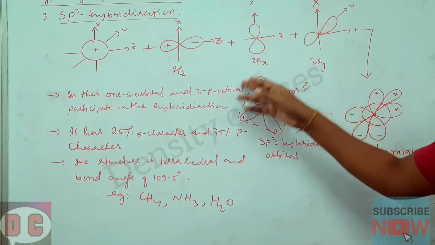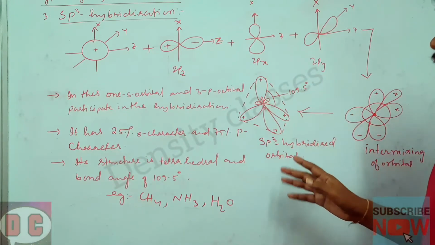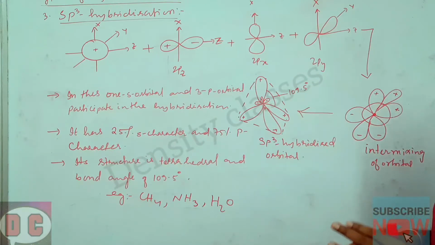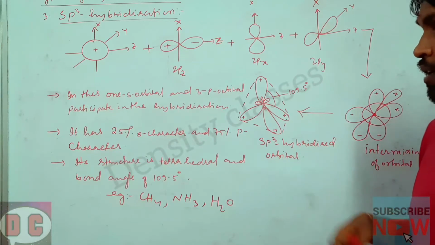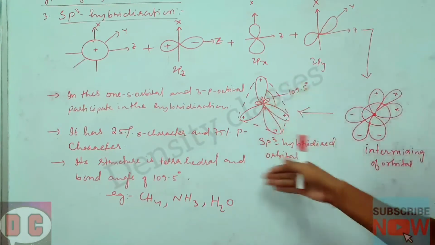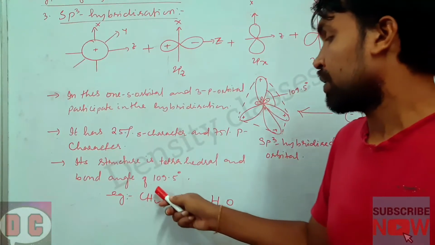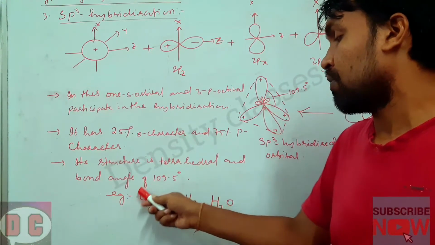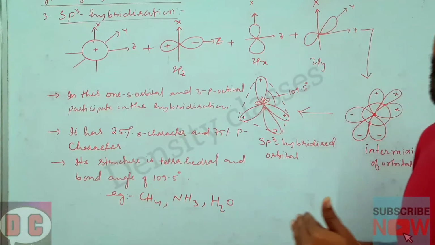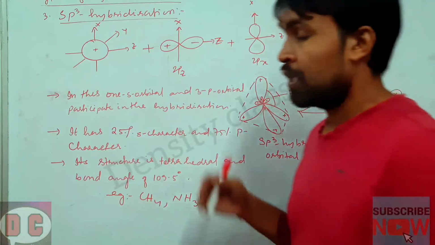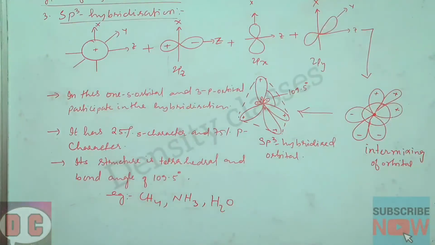Now these hybridized orbitals will again be overlapping with other things, which we are going to discuss. Next, you take down, we are going to discuss the shape formation of CH4 on the basis of hybridization. Okay, got it? So pause the video and take it down.